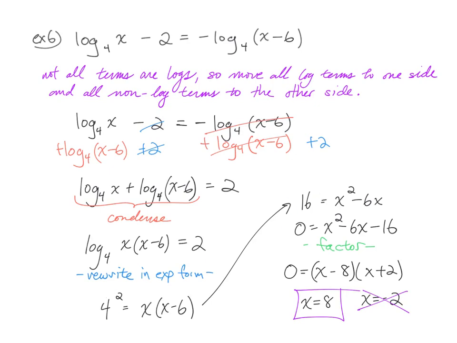I squared 4 to get 16. I distributed the x here to get x squared minus 6x. I subtracted 16 from both sides, factored, set each factor equal to 0, checked my answers.